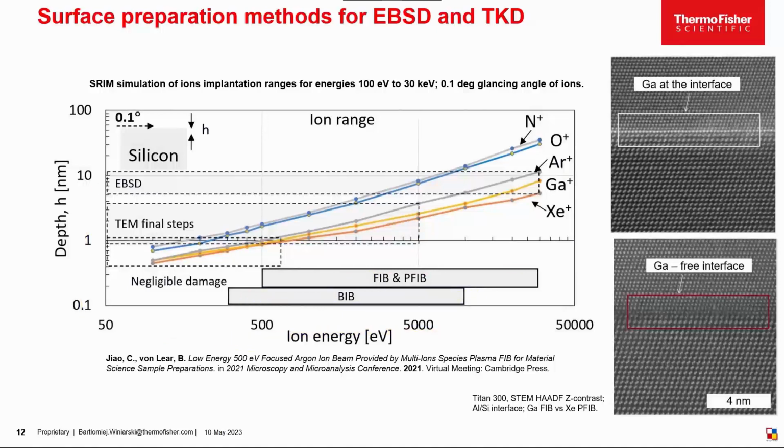In the EBSD applications, 30 kV for surface preparation gives very good results for argon, gallium and xenon ions, where xenon produces the smallest amorphization layer. In the TKD applications, we need to reduce the voltage below 5 kV for the final polishing steps, while negligible damage is induced for voltages below 1 kV.